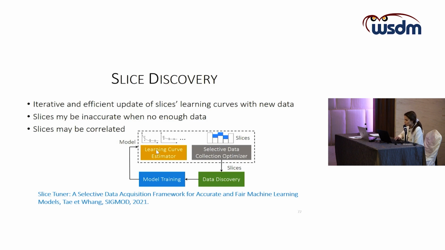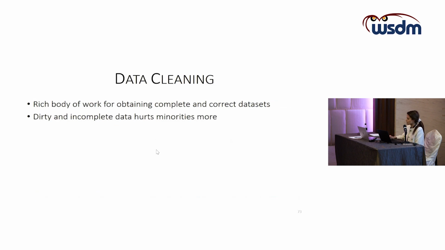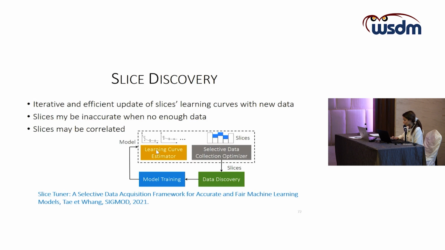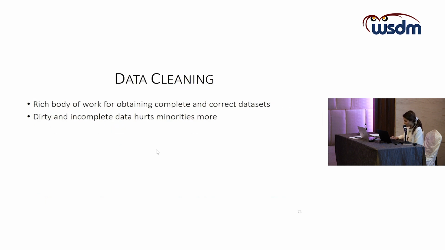And the key challenge of building these learning curves is that first of all, they may be inaccurate when we don't have enough data for a specific slice, and second, there might be some dependencies between these slices, that means collecting data for one slice may influence the learning curve of others. And Slice Tuner solves this problem by iteratively and efficiently updating the learning curves as more data is collected. So that was basically acquiring data and discovering problematic slices.